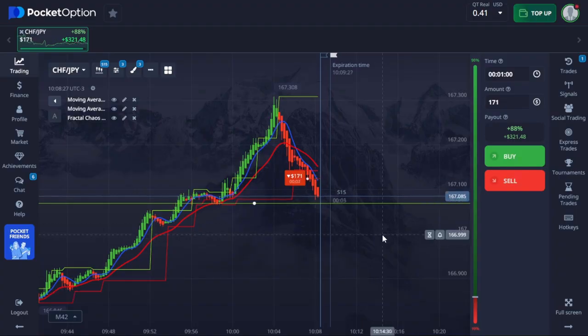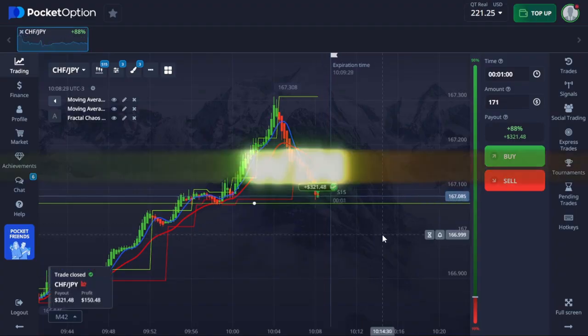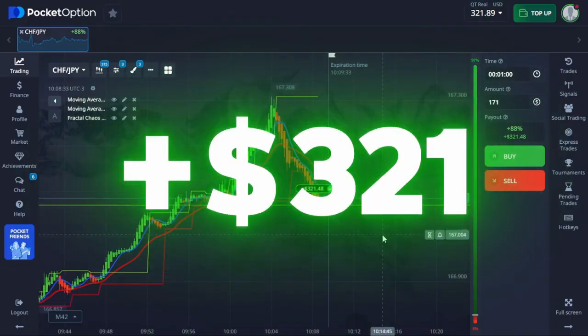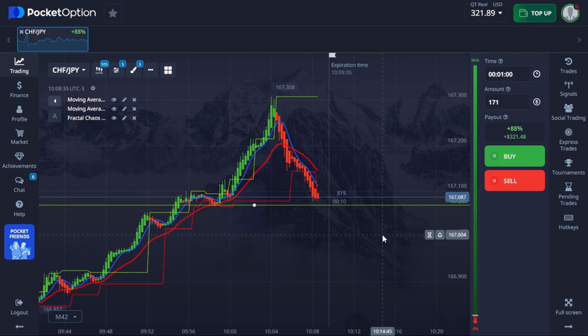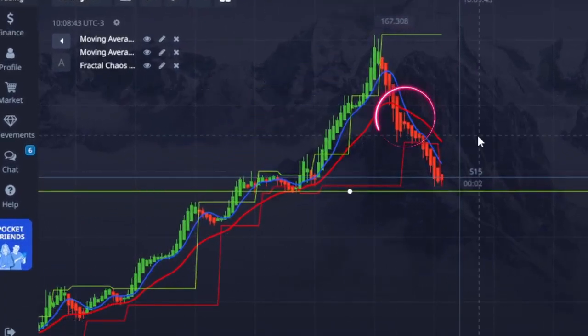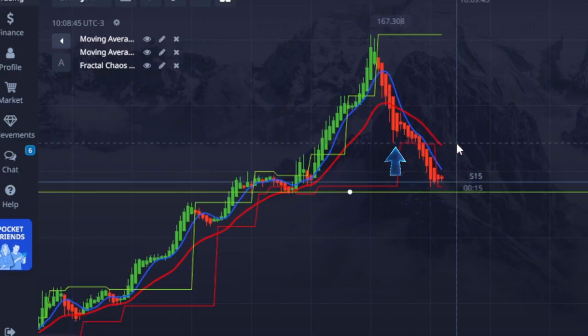And look, guys, the price respects this again, another win. The account has grown from $27 to $321 with this simple strategy. Look at that, man. Monitor big trends, remain patient, and rely on clear signals for entry.